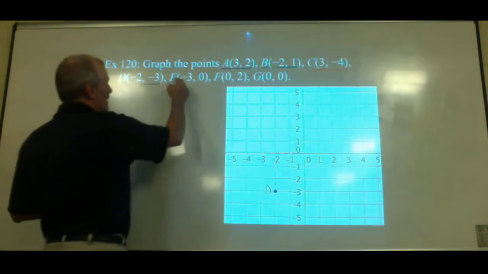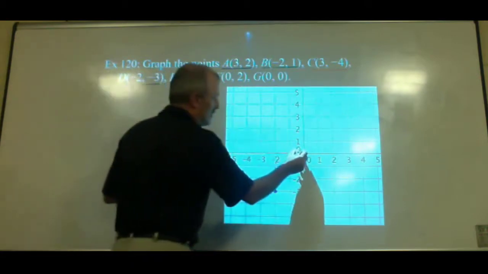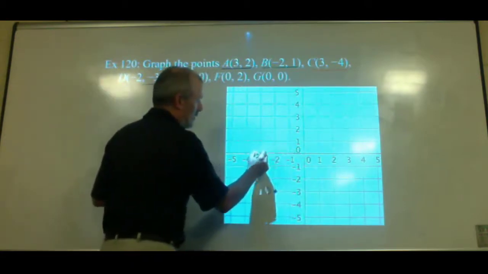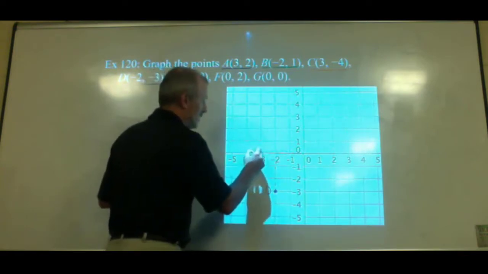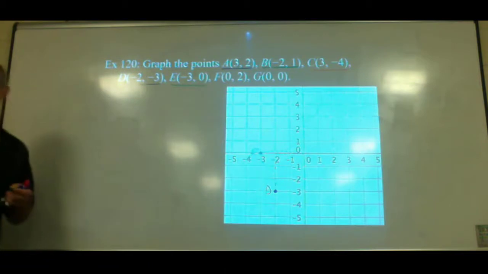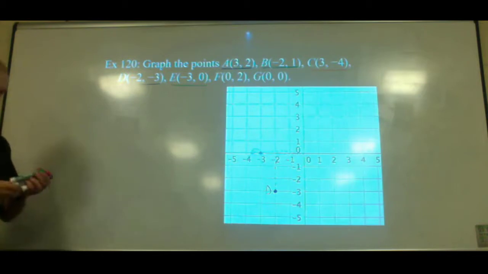Point E, -3, 0. That means 3 to the left. Zero, and then 0 up and down, so it just stays right there. So that is E. Does that make sense? The zeros are either going to stay on one of the two lines, either the up and down line or the left and right line.